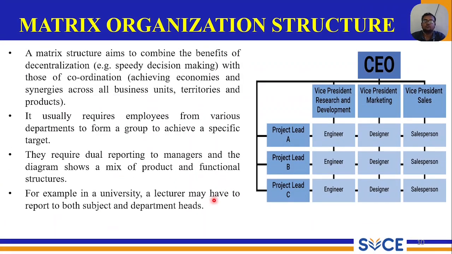The third category of organization structure is your matrix structure. It is a combination of both the kinds, where it's also called a hybrid structure, where you have your functional as well as the divisional structures getting into place.